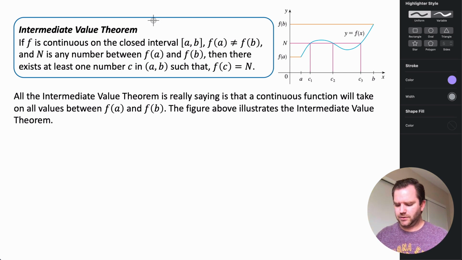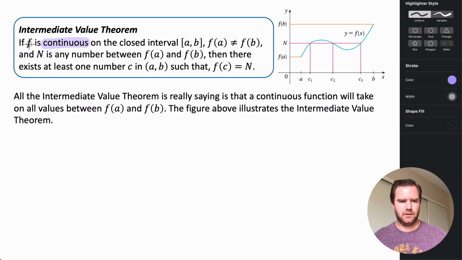So the Intermediate Value Theorem says if f is continuous on the closed interval from a to b, and we're told that f of a is not equal to f of b, so like the y values are not the same value at the endpoints, and n is any number between f of a and f of b, then there exists at least one number c in the open interval from a to b such that f of c is equal to n.